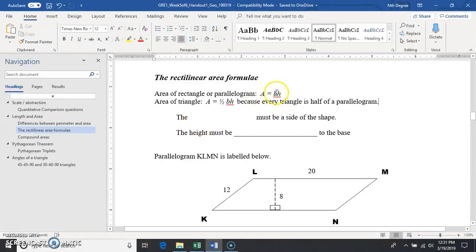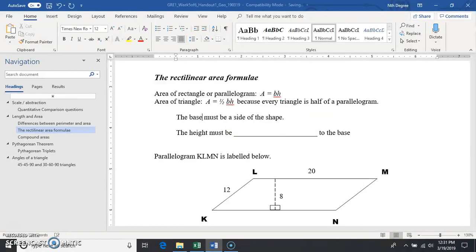Okay, now, this is a very simple formula. Area equals base times height. But the challenge is figuring out exactly what the base and height are. So we need sort of legal definitions for base and height. And on your worksheet, I've written the blank must be a side of the shape. And we're going to fill in that blank with base.